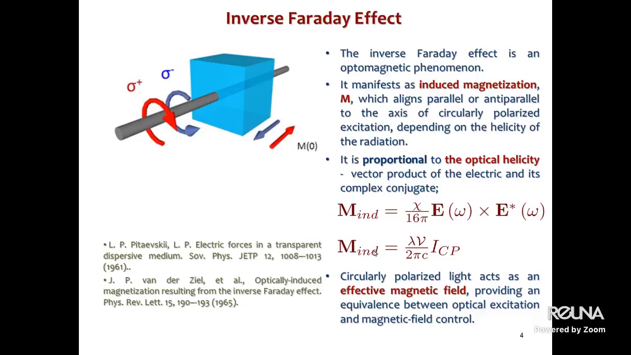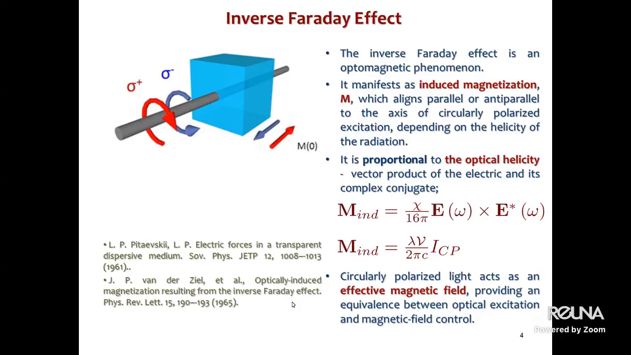The conventional Faraday effect has a reciprocal known as the inverse Faraday effect. Lev Pitaevskii predicted this phenomenon in 1961, and it was experimentally observed in 1965 by van der Ziel and co-authors. The inverse Faraday effect is also an optomagnetic phenomenon. It manifests as induced magnetization, denoted as M, which aligns parallel or anti-parallel to the axis of circularly polarized excitation, depending on the helicity of the radiation.